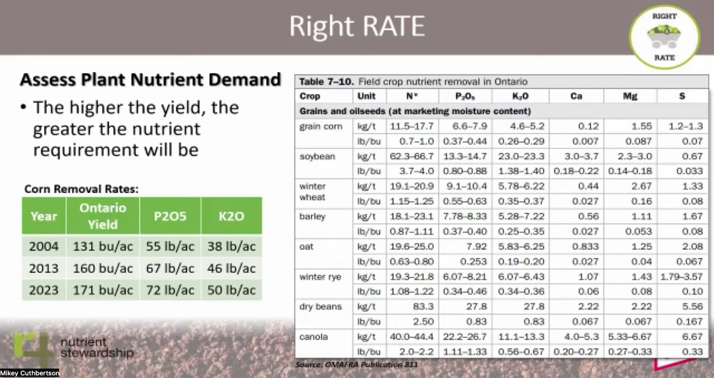Anyway, look at the chart. Here we can see our removal rates. So our P2O5, our phosphorus, and our K2O, our potassium, we are removing quite a bit of nutrient from the soil in that corn crop. And so looking from 2004 to 2023, we increased the yields and we can see how much more nutrient we are pulling from that field. So really important when it comes to that right rate.